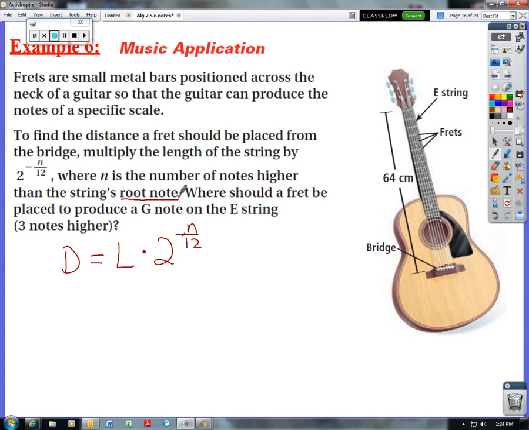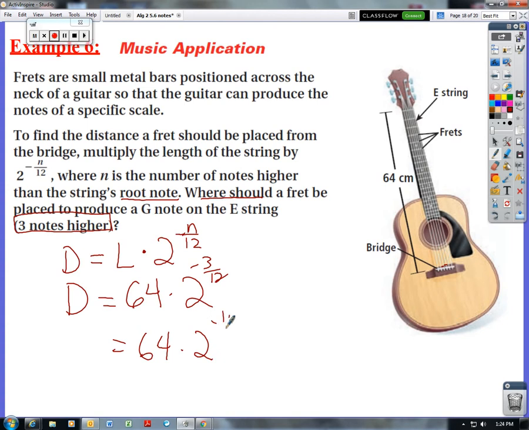Where should a fret be placed to produce a G note on an E string? Now, it's a good thing they told us that that's 3 notes higher. We are trying to find distance. Where should a fret be placed? So we're trying to find D. Do we know L? Well, it doesn't say in the problem, but it does say over here in the picture. It shows the length of the string is 64 times 2. And they do tell us the note is 3 notes higher. We've got 64 times 2 to the negative 1/4.